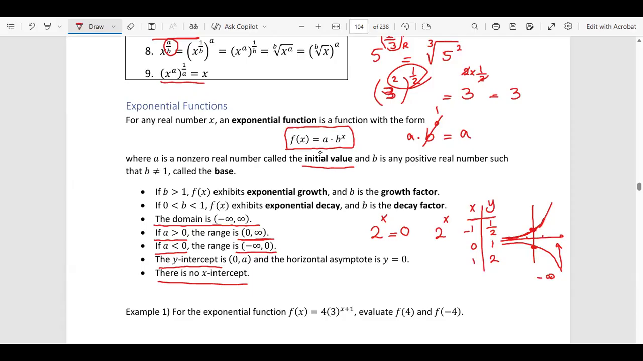When we are talking about the exponential function, if b, or the base, is a number that's greater than 1, that means we have growth. So we can say that we have exponential growth, and b is called the growth factor. But if b is a number less than 1, but still positive, like 1/2 or 1/3 or 1/4, we have exponential decay, and b is called the decay factor.